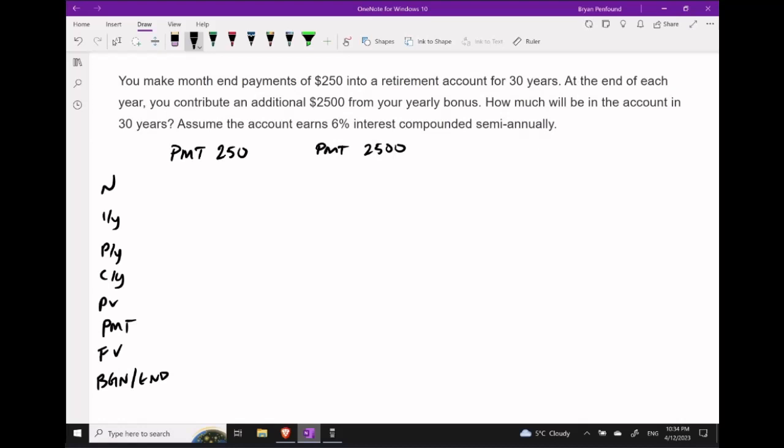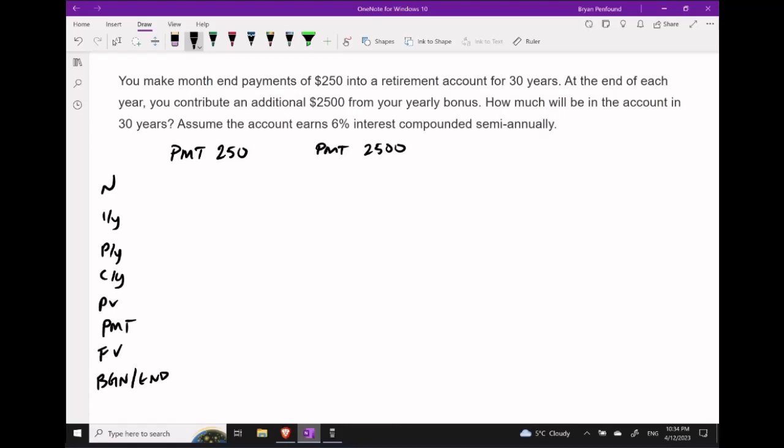To solve this question, I'm going to design a little chart that we can use so that we have all the numbers that we need to use our calculator. We're going to break this up into two columns. We're going to deal with the $250 payment stream as separate from the $2,500 payment stream.